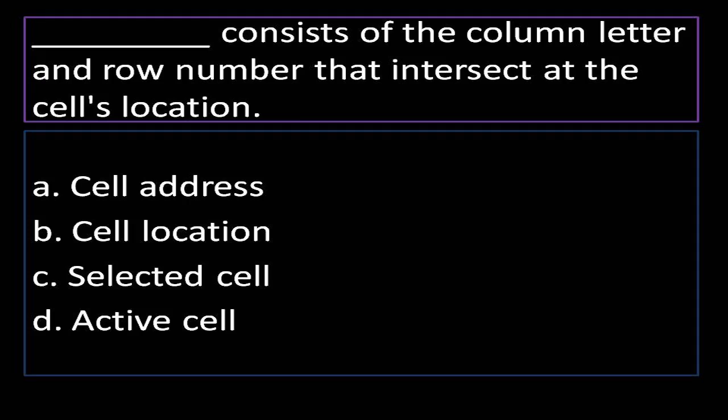Dash consists of the column letter and row number that intersect at the cell's location. Option A, cell address. Option B, cell location. Option C, selected cell. Option D, active cell. And the right answer is option A, cell address.